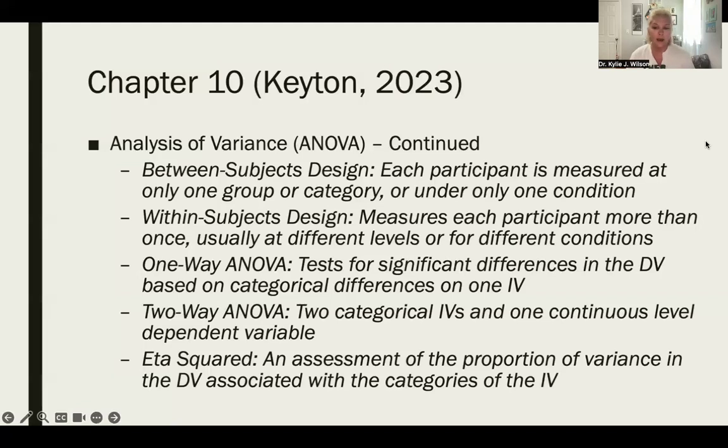This is the assessment of the proportion of variance. So it's just to assess the actual variance in the dependent variable that is associated. So it's saying that the variance is, like, we're going to assess, is this due to chance? Is this due to actual assessment in the study?